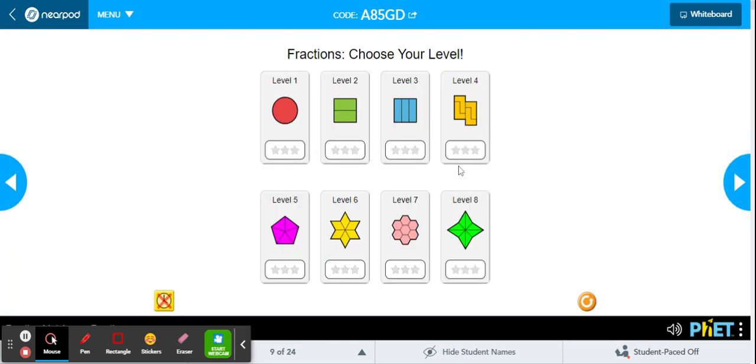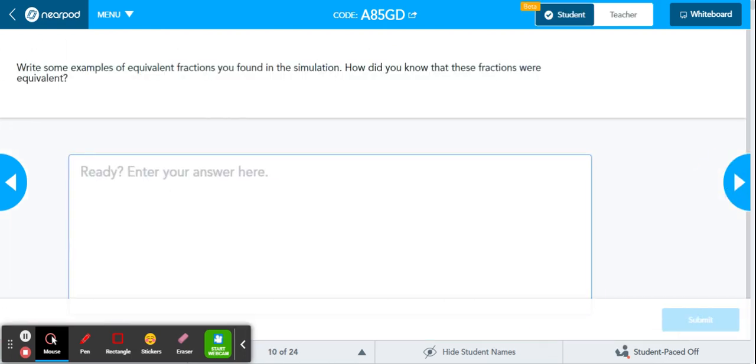And it's through PhET, which is an interactive simulator that we've used quite a bit in class. So start at level 1, see how many you can match, and see if you can get all the way to level 8. It's a pretty fun game to play. While you're going through the simulator, be thinking about some examples of equivalent fractions that you found so you can write at least a few of them here in the question after the simulator.